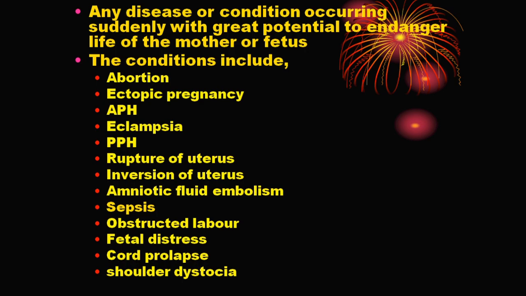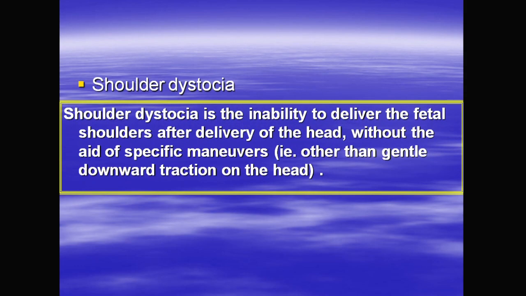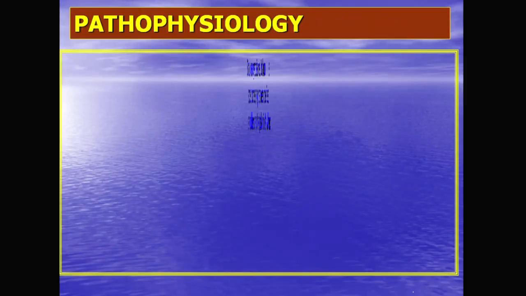I am not going to deal in detail with all these conditions, because many of them I have taken class on in detail. So some of the conditions we will see. The first one is shoulder dystocia. I hope I have covered this also, but still I'll go in. It is the inability to deliver the fetal shoulder after the delivery of the head without the aid of specific maneuvers, that is, other than the gentle downward traction on the head.